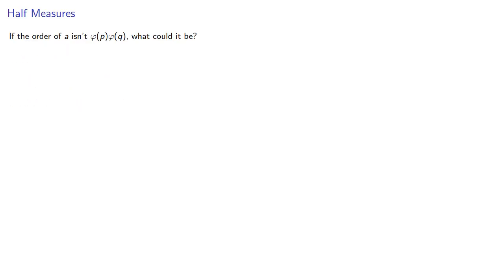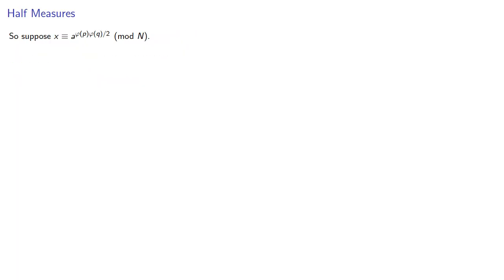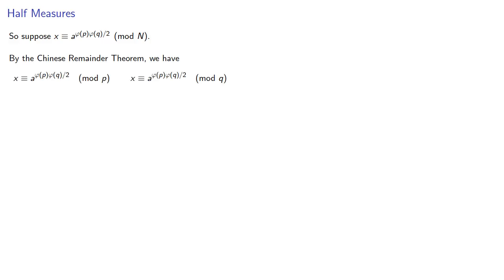If the order of a isn't this product, what could it be? If n is odd, both of these must be even as well. So a could have order the product over 2. So let's consider that value, x congruent to a to the power of the product over 2 mod n. So again, by the Chinese remainder theorem, we can split the modulus to p and q, and we can do some rearranging of the factors of the exponent.